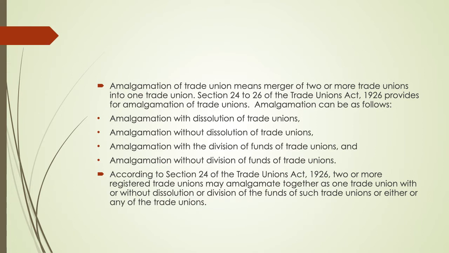So, according to Section 24 of the Trade Unions Act 1926, two or more registered trade unions may amalgamate together as one trade union with or without dissolution or division of the funds of such trade unions or either or any of the trade unions.